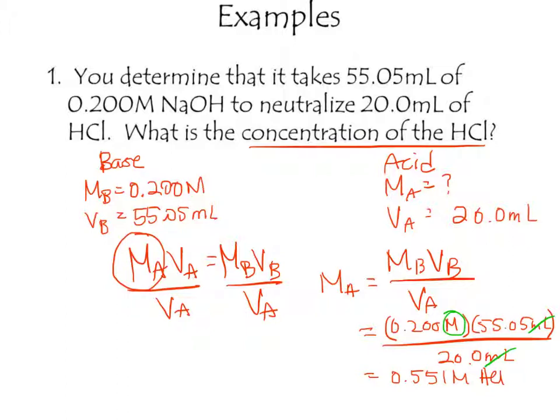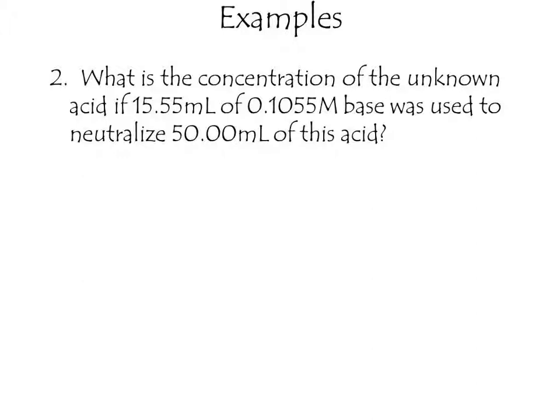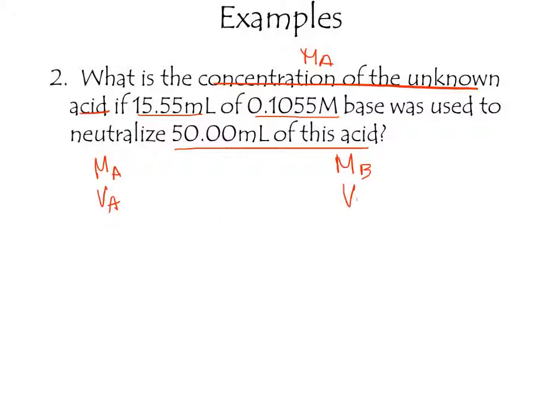Okay, so let's do another example. In this titration, you are trying to find the concentration of your acid again, so we're looking for MA again. It says it takes 15 mL of your base, 0.1055 molar, and it titrated 50 mL of your acid. So we can write our variables: MA, VA, MB, VB. If we put all the numbers in, this is what we're looking for.